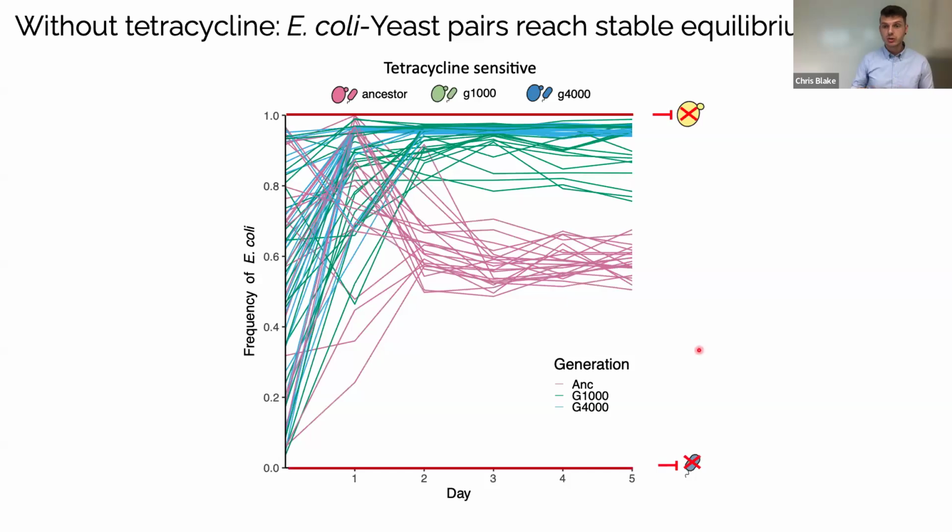So I just want to quickly show you how my data then looks like. So here you can see on the y-axis the frequency of E. coli, meaning at a frequency of 1, E. coli went to fixation and outcompeted yeast. At the frequency of 0, it went extinct. And as you can see, over a period of 5 days, no matter at what frequency they are starting at, they are always converging to somewhat of an equilibrium after just a couple of days.